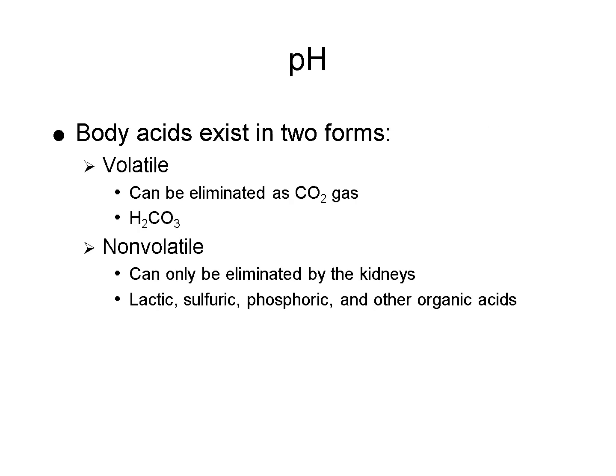Body acids exist in two main forms: volatile and non-volatile. Volatile acids, such as carbonic acid, can be eliminated from the body as carbon dioxide gas through the lungs. In contrast, non-volatile acids, including lactic acid, sulfuric acid, phosphoric acid, and other organic acids, cannot be expelled by the lungs and must be eliminated by the kidneys. Proper regulation of both types is essential for maintaining a stable pH in the body.